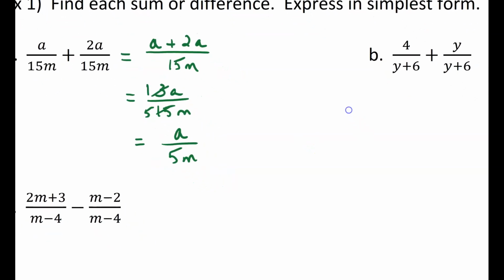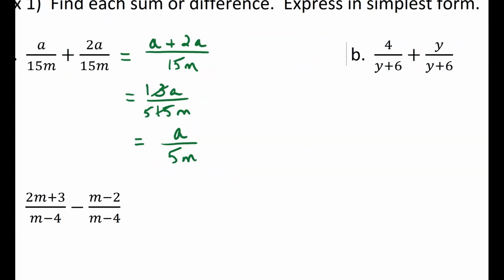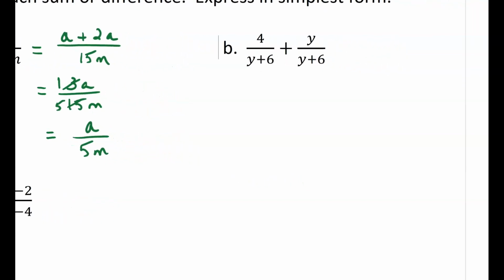So let's look at our next one. I can probably move this over a little. Okay, so in the next one, we've got 4 over y plus 6 plus y over y plus 6. And again, the denominators are already the same here, so I don't need to do any manipulating, and I just add across. I have 4 plus y all over y plus 6.